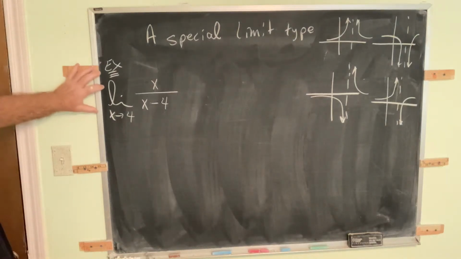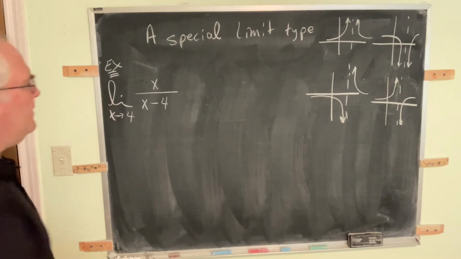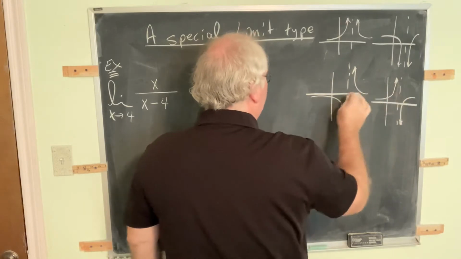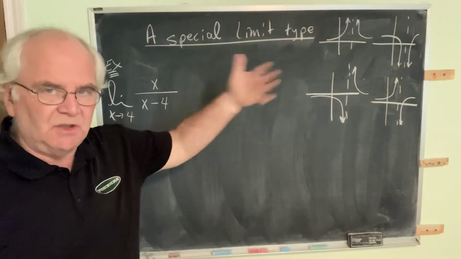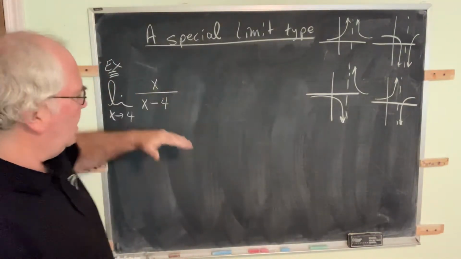This is our next example. We have the limit as x approaches 4 of x over x minus 4. And this is the special limit type. I have here the 4 possible scenarios that are on offer. You don't need to have those. This is just to illustrate what's happening. We need to find out which of those 4 scenarios is here.